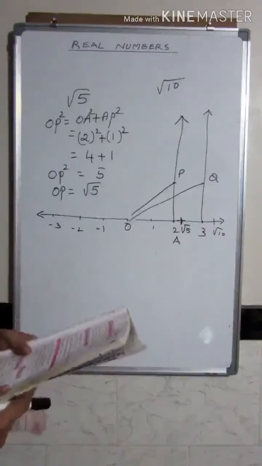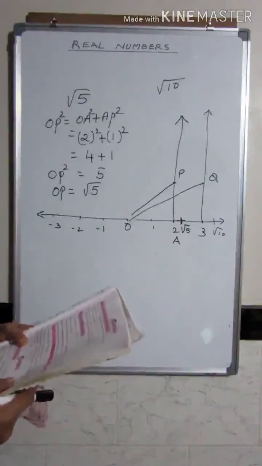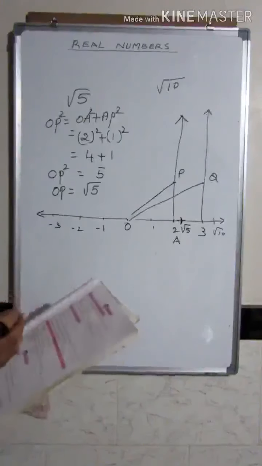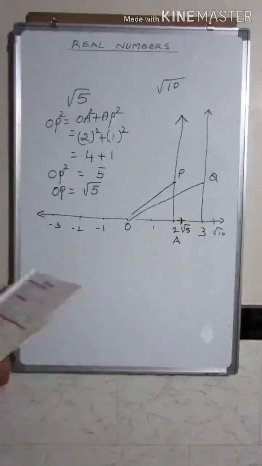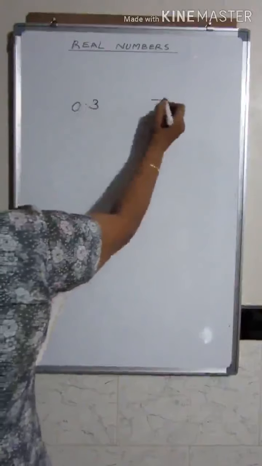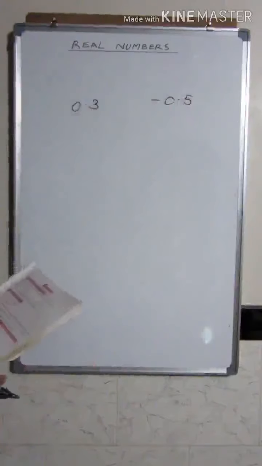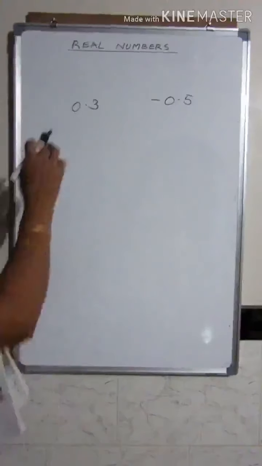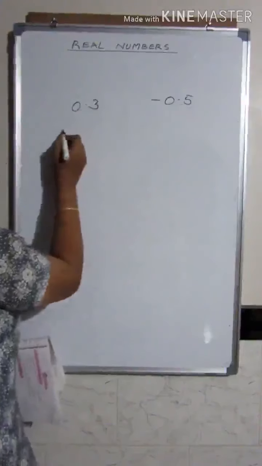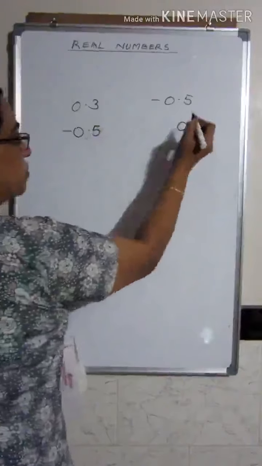The next type of problem that you have got in your book is: write any 3 rational numbers between 2 numbers that are given. 2 numbers are given and you have to write 3 rational numbers in between them. Now you have got the numbers minus 0.5 and 0.3. Between these 2 numbers you have to write 3 rational numbers. Minus 0.5 is the smaller number, so I'll write the smallest number first, minus 0.5, and the other number I'll write here, 0.3.